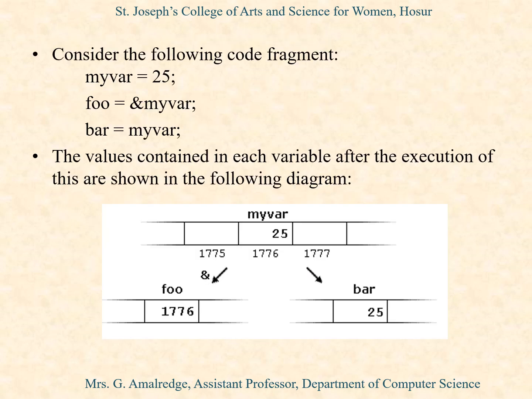The following example clearly explains the use of address of operator. Here we are going to store the value 25 into the variable myvar, and we are going to store the address of myvar to the variable foo, and we are going to store the value of myvar to bar. This picture is representing the values and addresses, how the operations are done in the system. Here myvar value is equal to 25 and the address of myvar is equal to 1776. So foo value is 1776, bar value is 25.